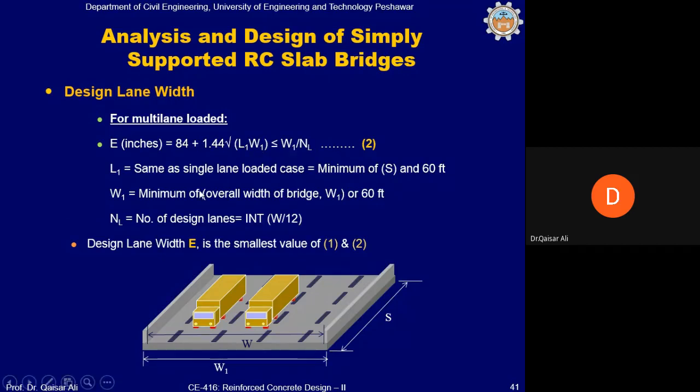These things will be clarified in the example. If you don't understand them at the moment, it will be further clarified when we start discussing a design example where these things will be used and clarified.